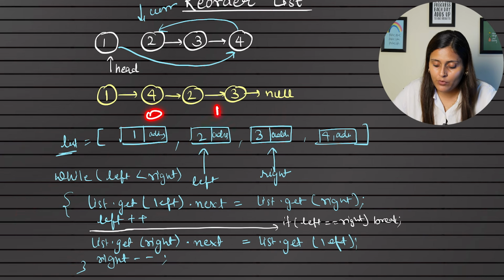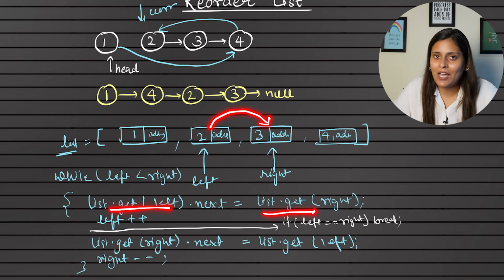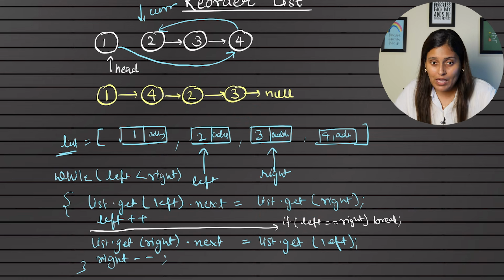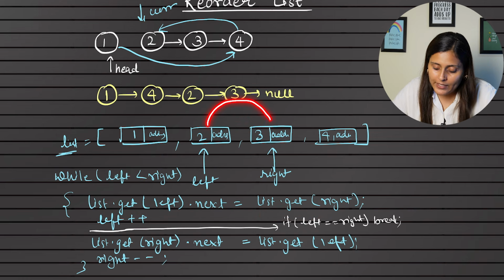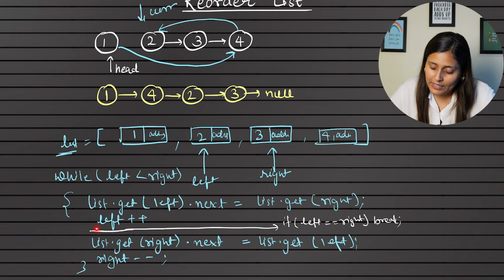Yes. Why? Because 0, 1, 2, 3, index of left is less than right. Yes. Now again, 2 dot next we have to connect with 3, although it is connected, but as we have written the generic code, we have to follow it. So 2 dot next will connect to 3, so 2 dot next as it is. Now what will happen? Left plus plus.